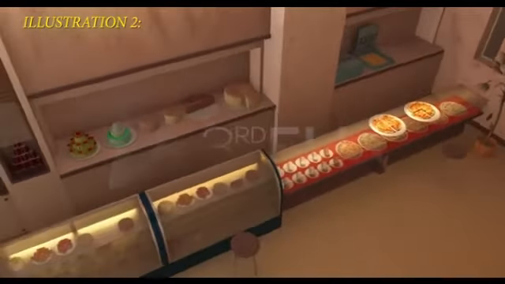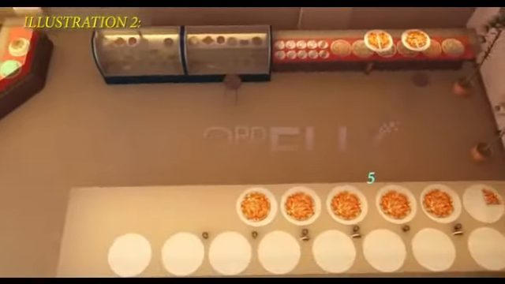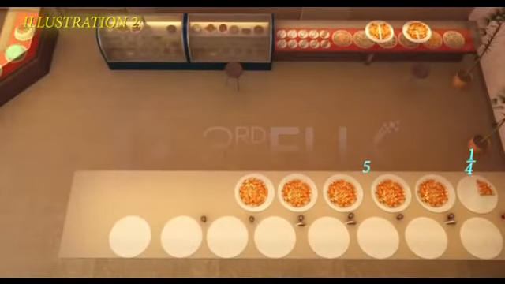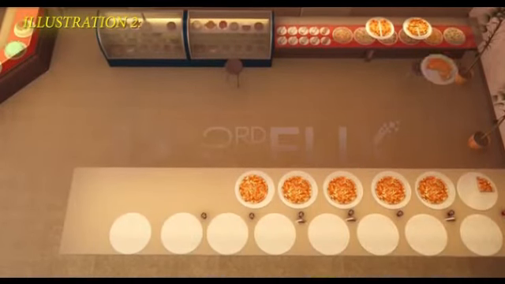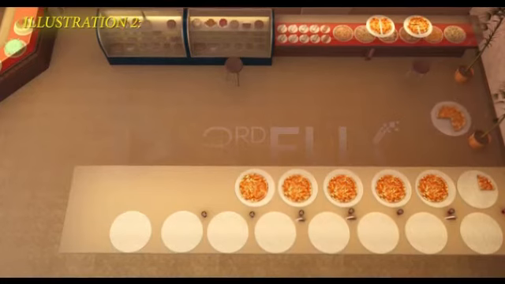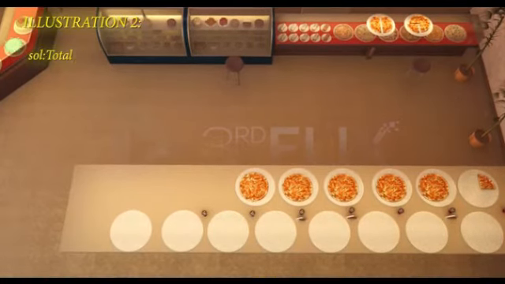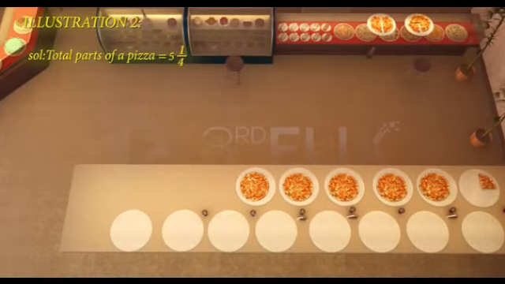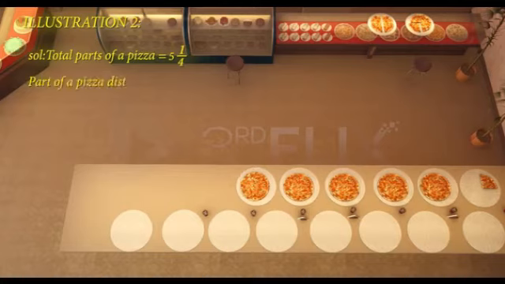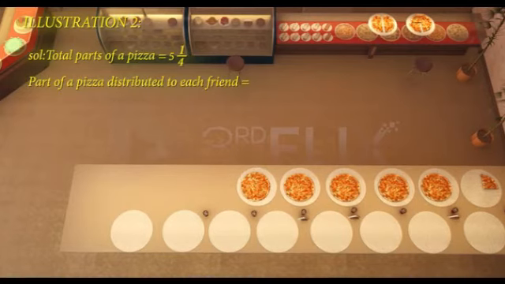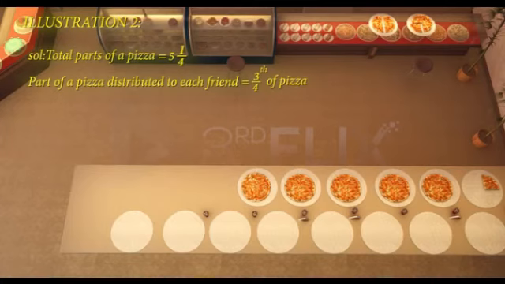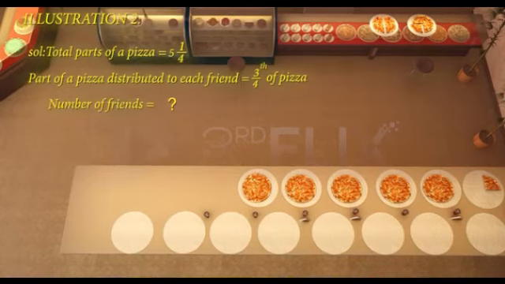Ram has 5 1/4 pizzas. He wants to distribute 3/4 of a pizza to each of his friends. Find the number of friends he can distribute the pizza to. The total parts of a pizza and the part of a pizza distributed to each friend are given. Required is to find the number of friends that he can distribute the pizza to.